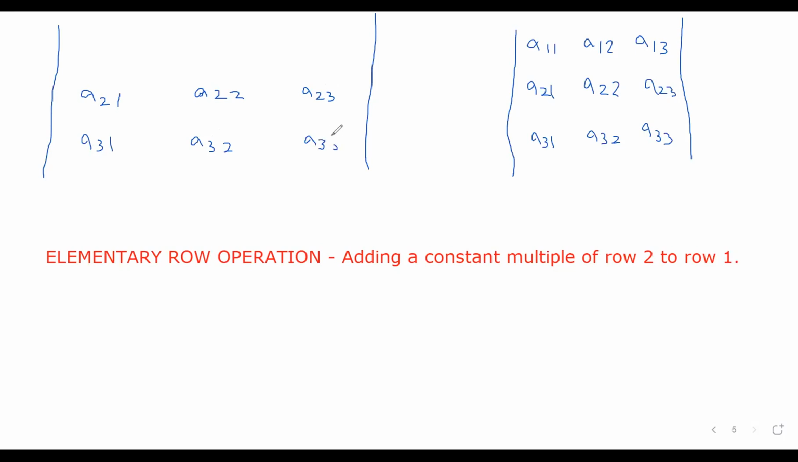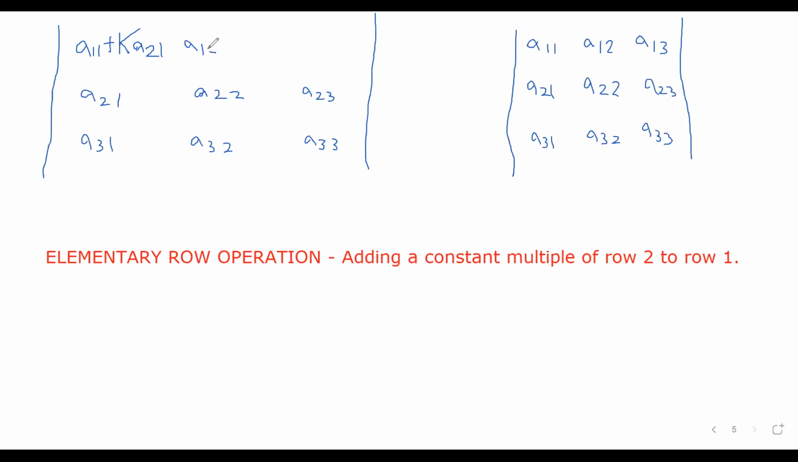The problem is what happens with row 1. This elementary row operation only changes row 1. So I rewrote rows 2 and 3. You're adding a constant multiple of row 2 to row 1. Originally, the first entry in row 1 was A11, but we're adding a constant multiple of row 2. So this is A11 plus K A21. It's a constant multiple of the first entry in the second row added to the first entry in the first row. The next entry is A22.